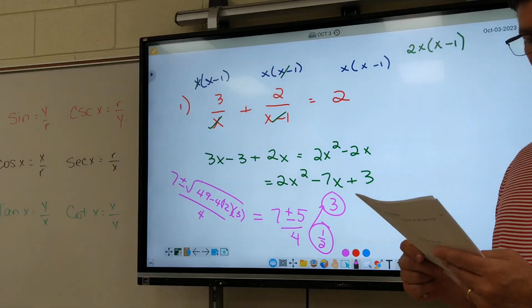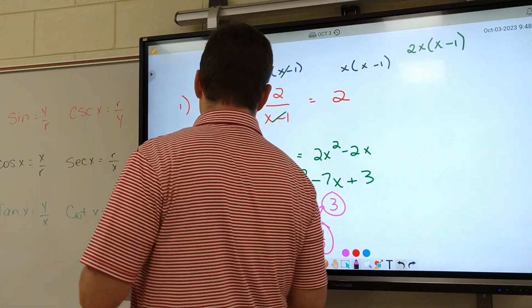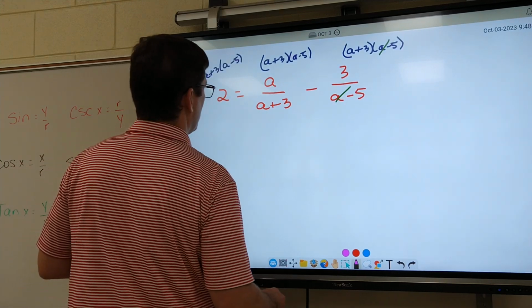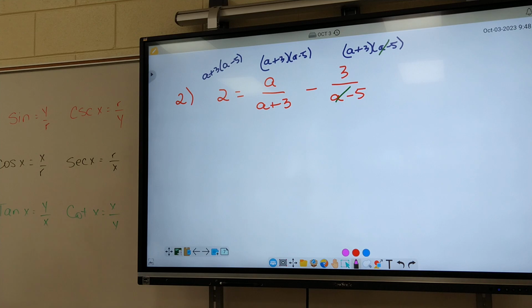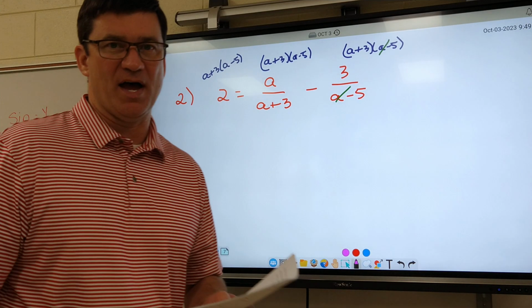All right, I'm going to let y'all skip number 3. Mark it out. I'll let you skip that one. All right, so our common denominator should be a plus 3 and a minus 5. So I've written it above each fraction. Do that and I'll wait on it.